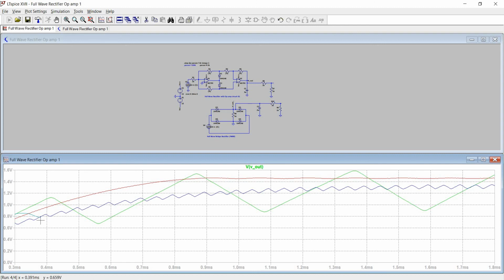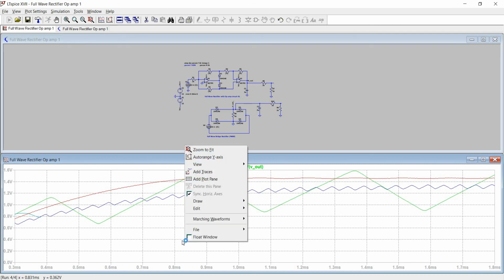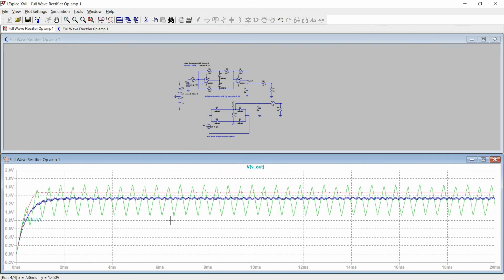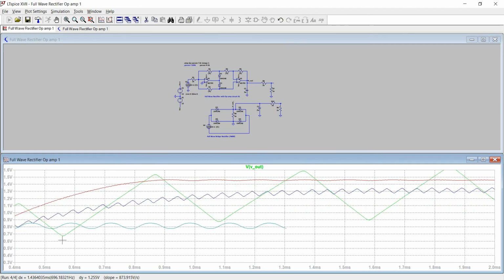Now the blue one is increasing, and it's quite noticeable that for the full wave rectifier with op amp, the DC voltage at first decreases, after which the DC voltage also decreased, and also the noise level has increased.